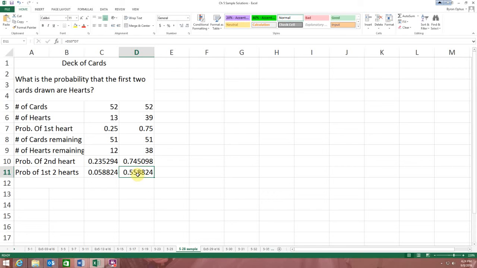Okay, and so the odds that each of the first 2 cards is not hearts, and I have to say it that way, that each of them is not a heart, or that both of them are not hearts, is equal to this one times this one. Okay, or 55%, roughly 56%.